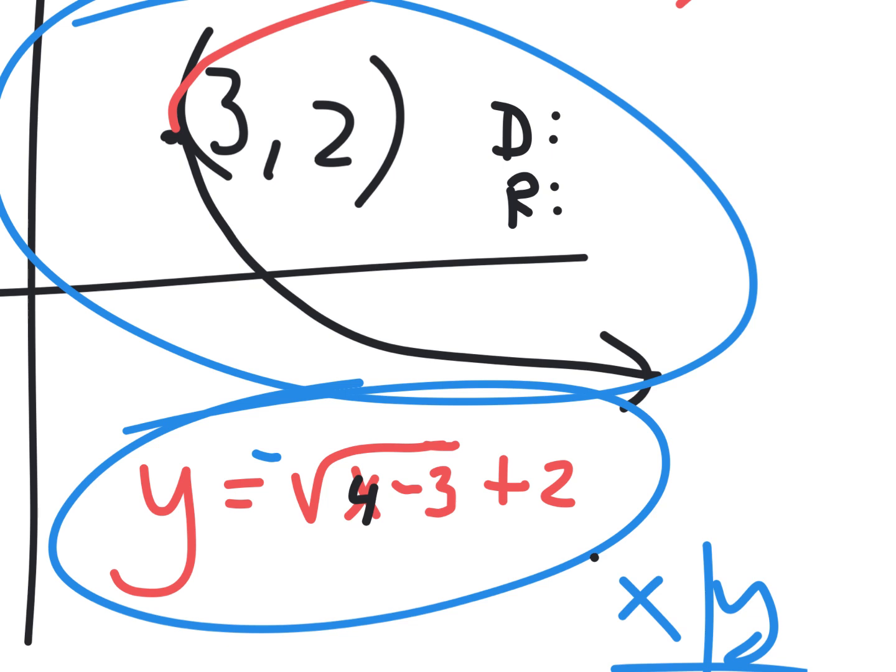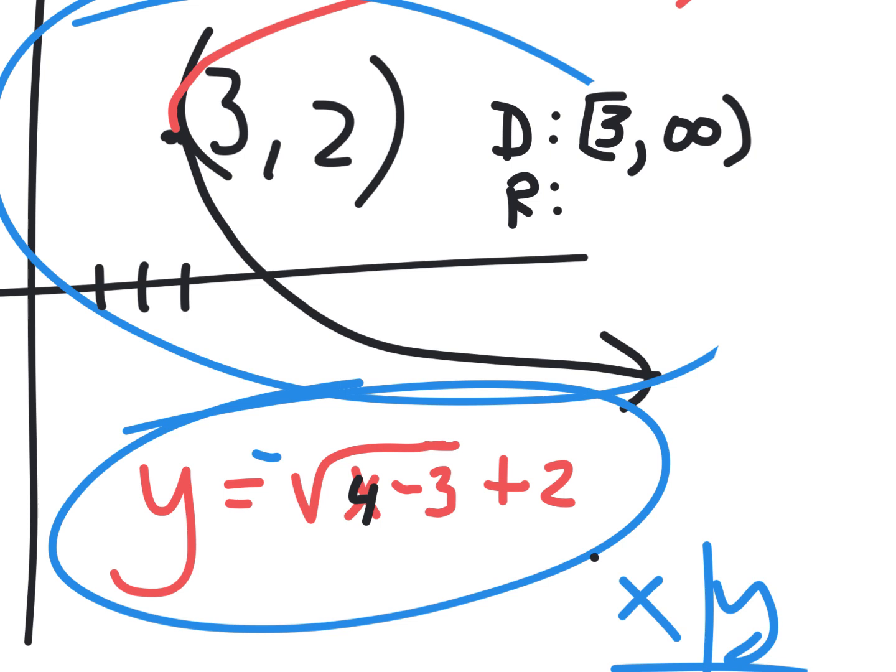What's that question about domain again? Nobody has a short-term memory? The question you ask yourself about domain. Left to right. How far to the left does this thing go? 3. It starts at 3, touches 3, and how far to the right does it go? Infinite. Now, a lot of people mess up the range, so don't say it.